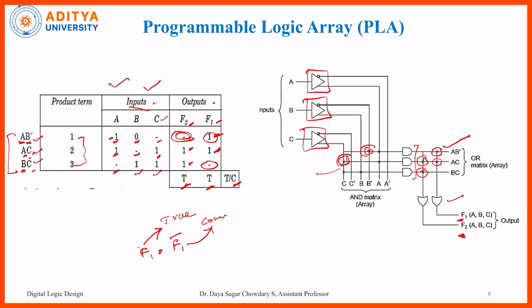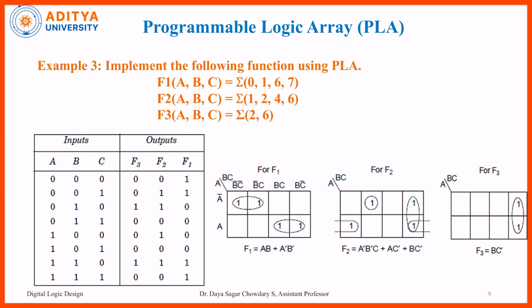So cross marks are the connections, these are the programmable ones. So this represents the programmable. That means AND gates are programmable. That is why we are using these cross marks, and OR gates are also programmable. That is why again we are using these cross marks, so that we can easily implement the entire functions for a given equation. So this is example 2.